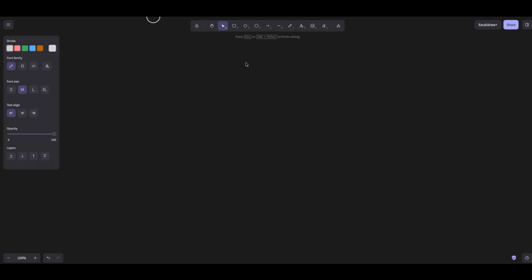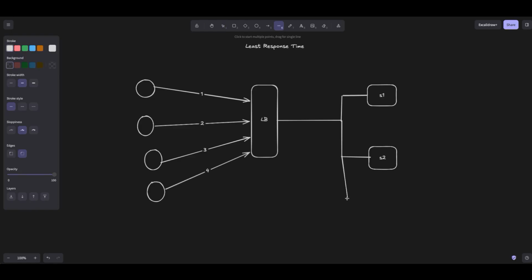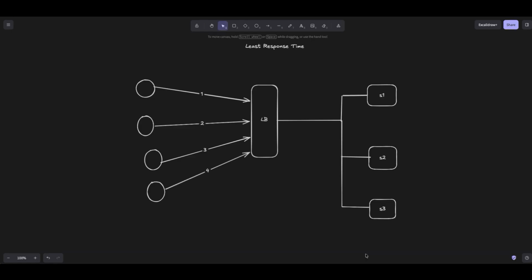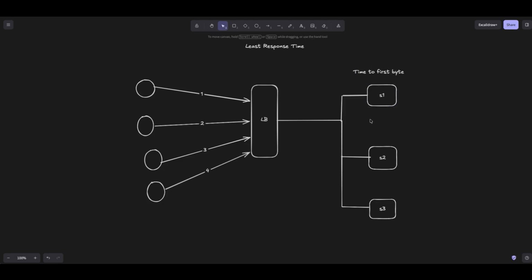Now the last one is the least response time algorithm in dynamic load balancing. So for this example, we are taking one more server. Now in least response time, there is one more parameter that is taken into consideration, called time to first byte. So what is this time to first byte? The interval between sending a request and receiving the response from the server. Okay, it means the first packet of the response from the server is taken into consideration for a specific user.